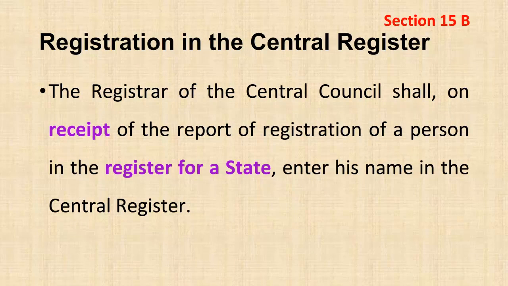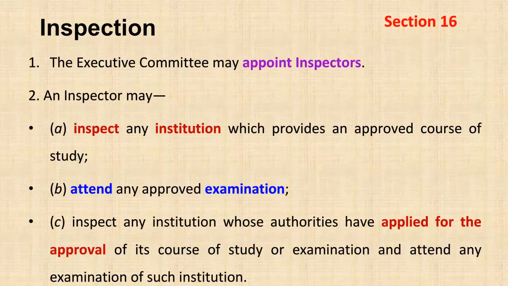Registration in the Central Register. Section 15b. The Registrar of the Central Council shall, on receipt of the report of registration of a person in the register for a state, enter his name in the Central Register. Inspection. Section 16. The Executive Committee may appoint inspectors.